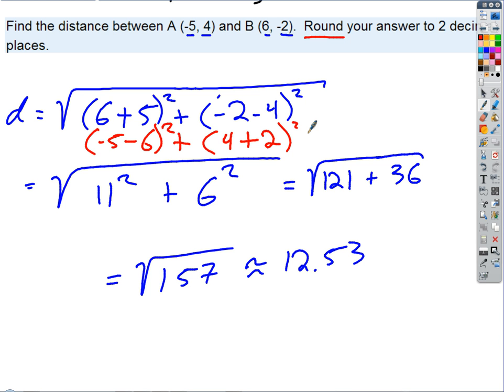I said bing bong. And then, so that's negative 5 minus 6 is what? Negative 11, but I'll just go ahead and square positive 11, right? And then 4 plus 2 is 6. So at this point, I'm back on track and it looks exactly the same.